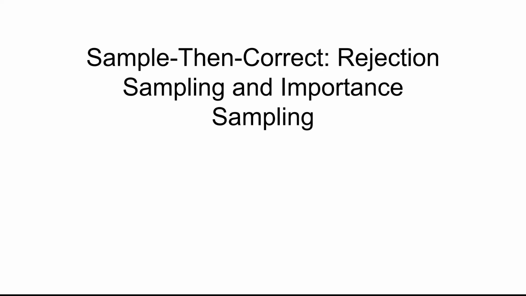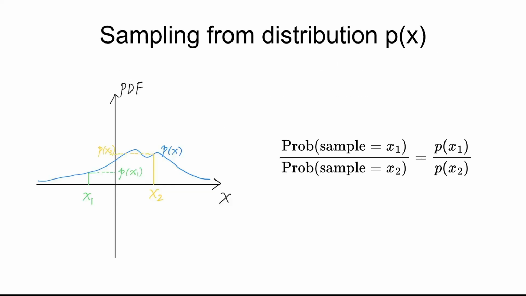And these two sampling methods are both based on the idea of sample and then correct. So the idea is that we first want to sample in another distribution, and we want to make the correction so that the resulting samples follow the original distribution we want to sample.